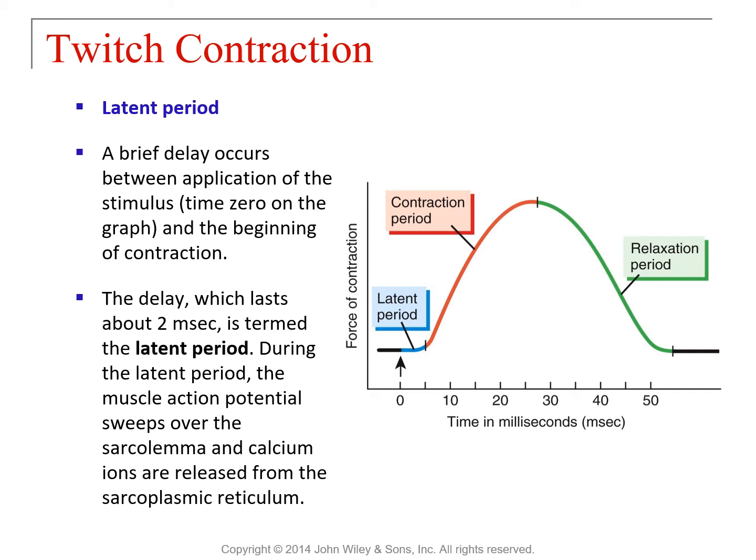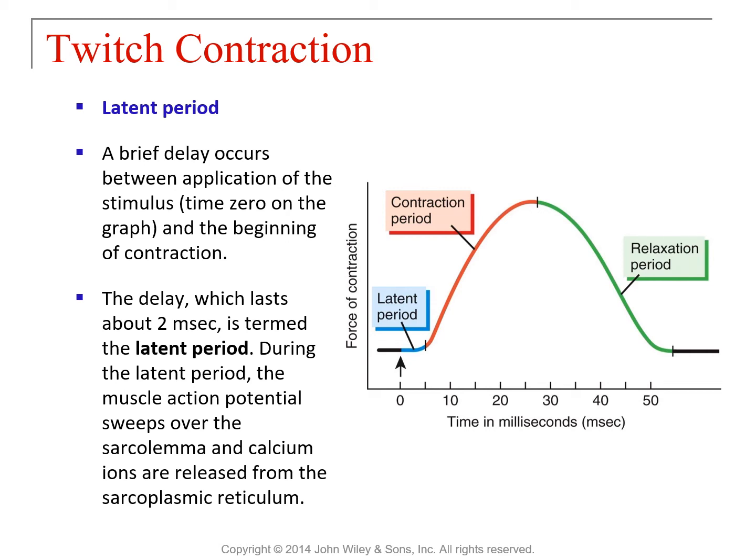So let's talk about the periods that we see here on the myogram. The first is called the latent period, and basically you have a delay between the stimulus, which is time 0 on the graph, and the beginning of contraction. This is going to last about 2 milliseconds. Now I realize looking at the graph that it looks like it lasts about 5 milliseconds. I suppose that's to make that latent period a little bit more visible on the graph. But the delay usually lasts about 2 milliseconds, and this is called the latent period.